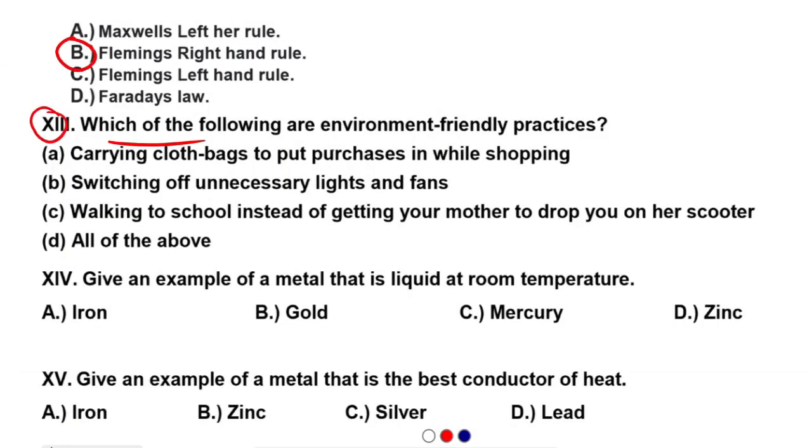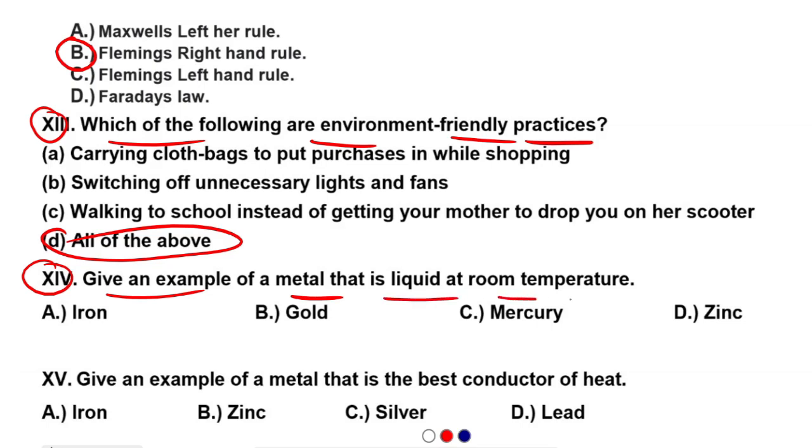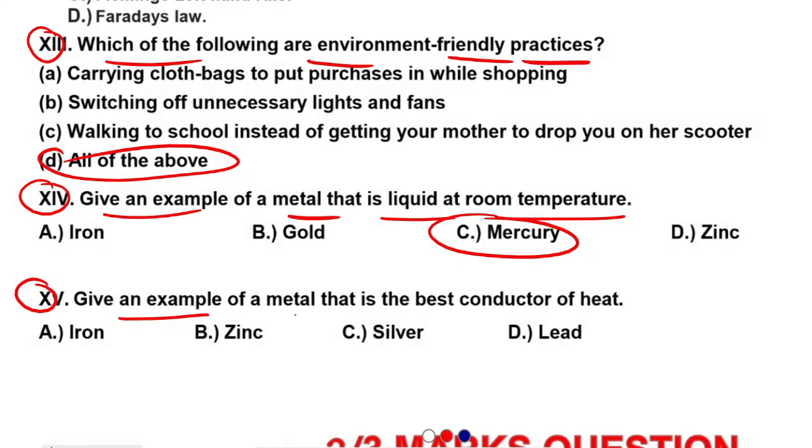Next, which of the following are environment friendly practices? All of the above. Next, give an example of a metal that is liquid at room temperature. It's mercury. Next, give an example of a metal that is the best conductor of heat. Silver.